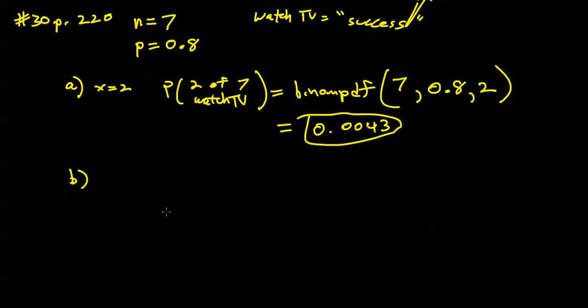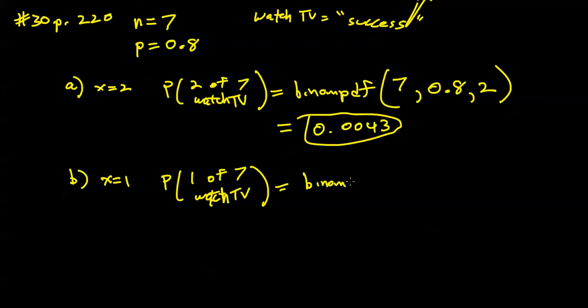Part B. Find the probability that exactly 1 of the selected adults watches primetime TV live. Alright, so here we're looking for 1 success. I want the probability that 1 of 7 watches TV live. Alright, so my number of trials is going to stay the same.